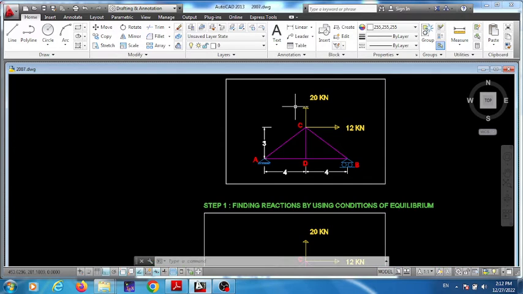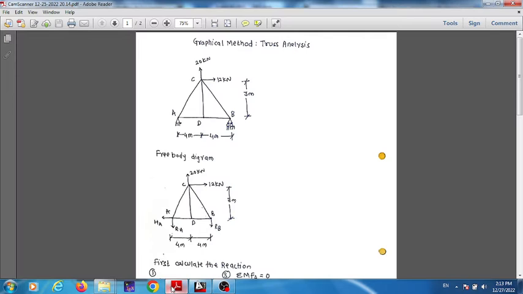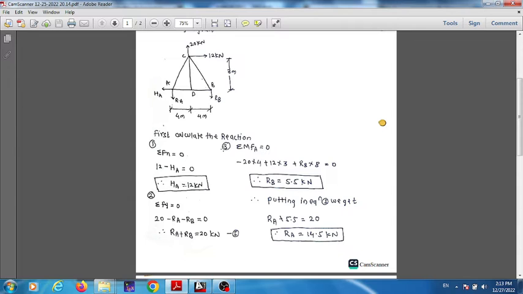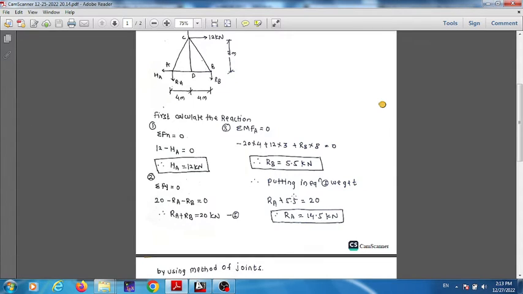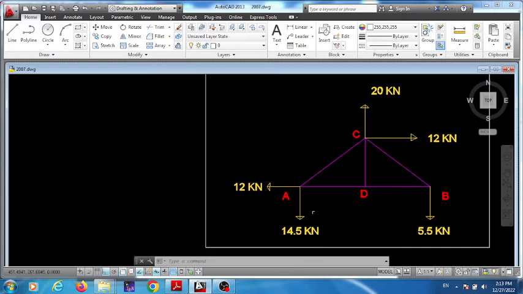Okay, so the first step is we have to find the reactions by using conditions of equilibrium. So I will share this PDF. Here I have shown how to find the reactions by using equilibrium conditions: RA, HA and RB. I have shown them in the figure, okay, with the directions.